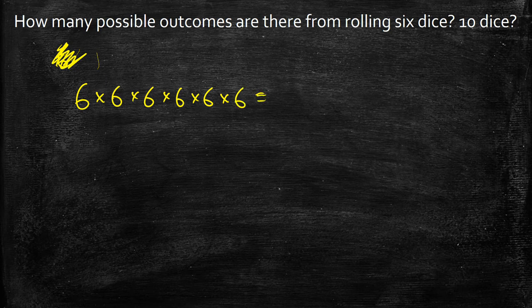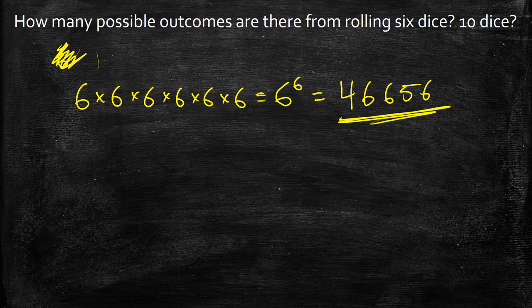I can write this out and type it into my calculator, but what I'd like you to hopefully notice here is that we have 6 multiplied by itself a whole number of times. I can rewrite this, if you recall from earlier this year, as 6 to the exponent of 6. And I can type this into my calculator also. You will get the exact same result. They are exactly the same. I'm going to type that in for us right now. So we're going to go 6 exponent 6. And you're going to get 46,656 possible outcomes from just having 6 dice. That is a lot of outcomes.